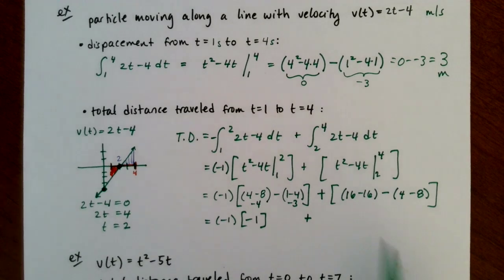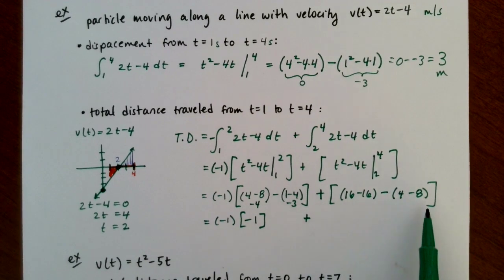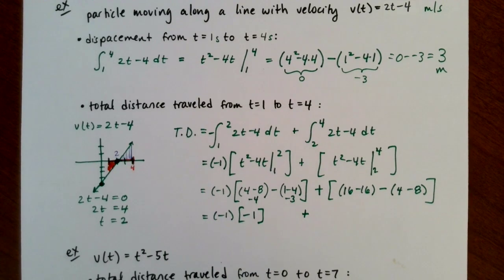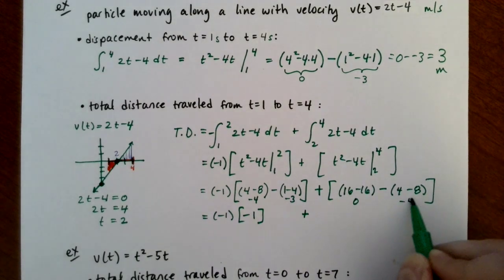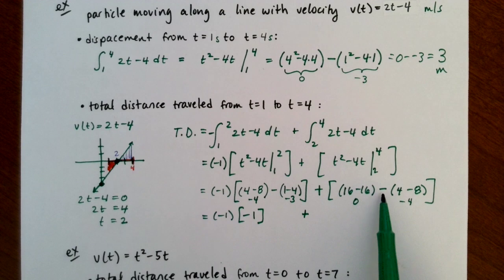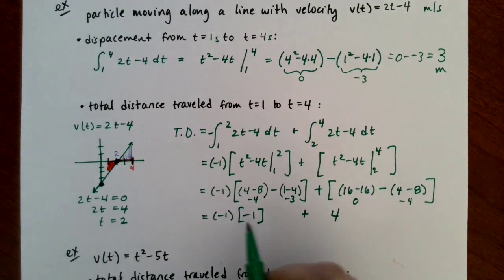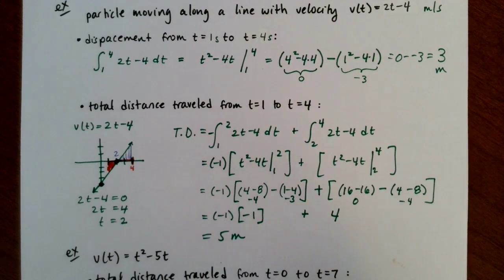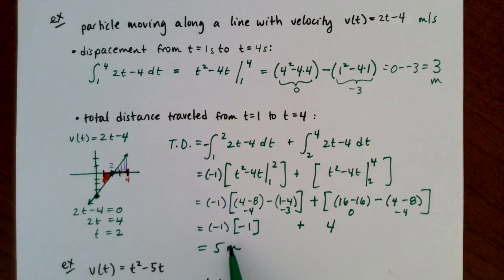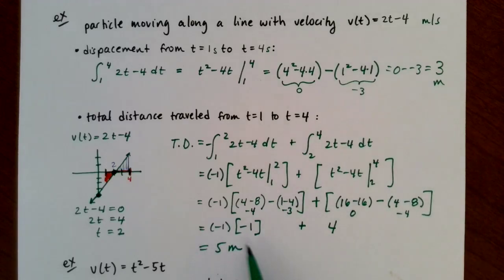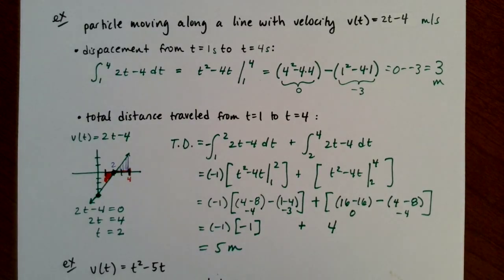Over here in the second bracket, I'm expecting this integral to come out positive, because it should just be all this area above the x-axis. 16 minus 16 is 0. 4 minus 8 is -4. 0 minus -4 is 4. All right, so I have 1 plus 4 is 5. So even though the net change or displacement was 3 meters, the particle actually traveled 5 meters during the trip.